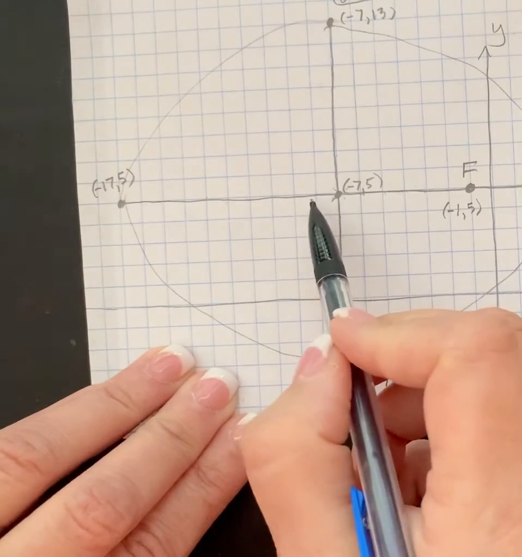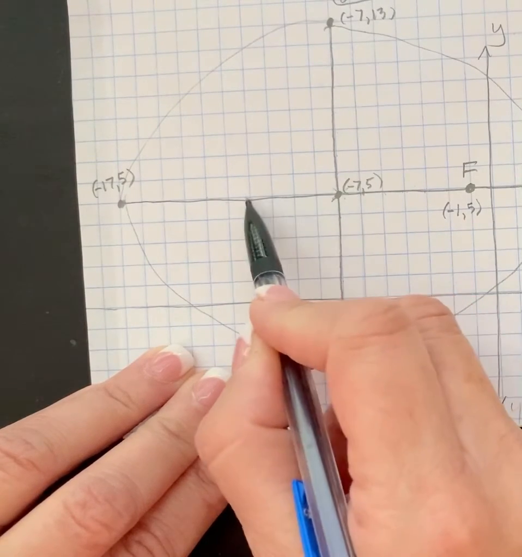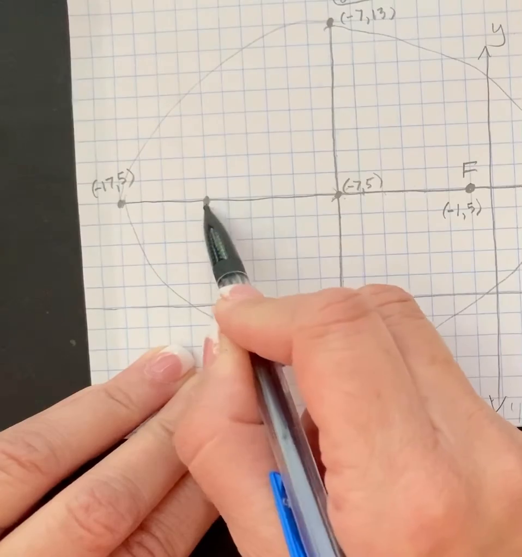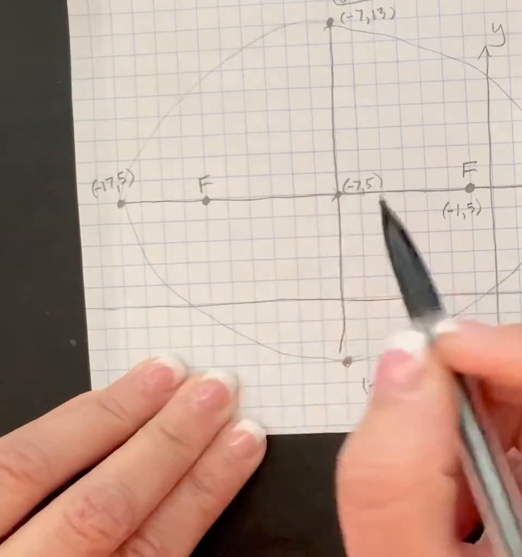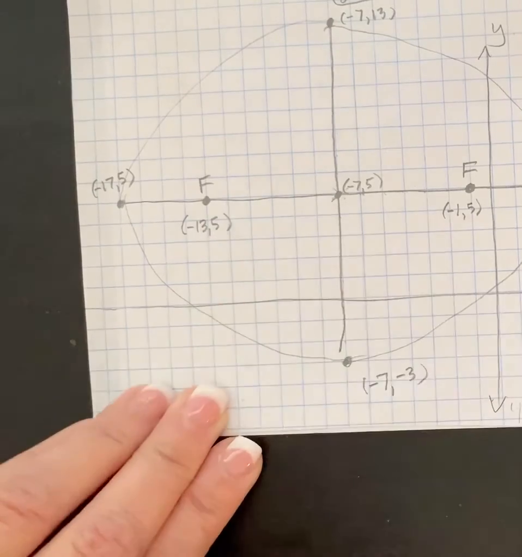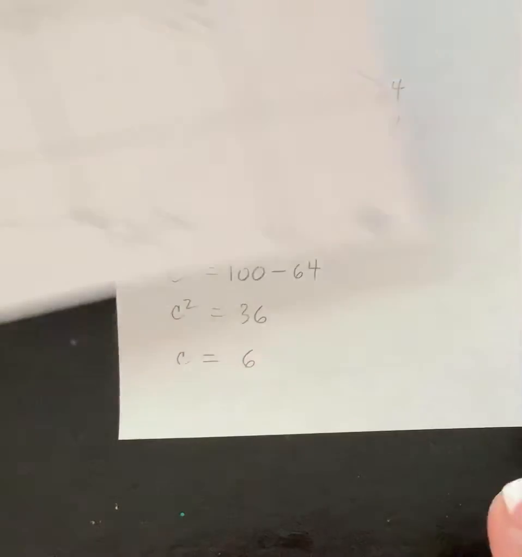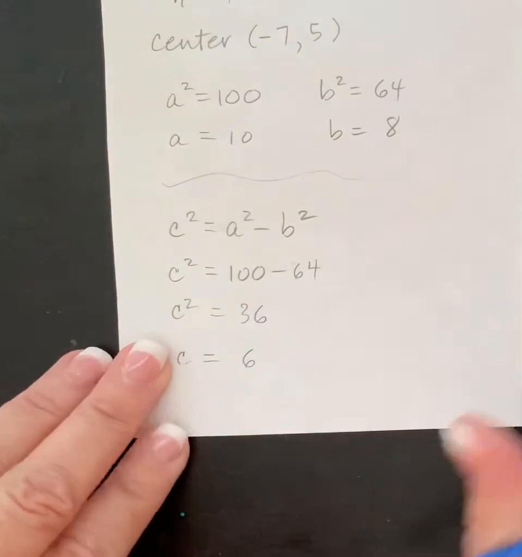And then I will go 6 this way. 1, 2, 3, 4, 5, 6. And there's another focus. And so that'll be negative 13, 5. All right, that would answer that. And then just one last thing.